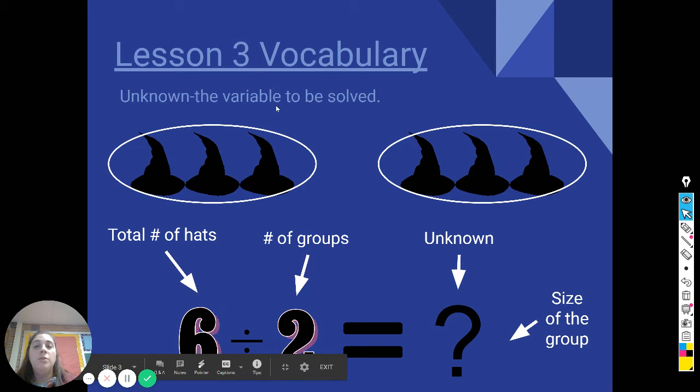It's the variable to be solved. It's what we don't know yet. But once we take the 6 hats and put them into 2 groups evenly, we end up finding out that the size of the group is 3. So we know 6 divided by 2 equals 3.